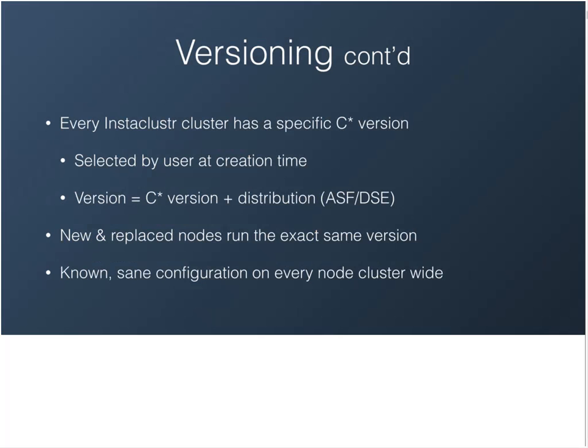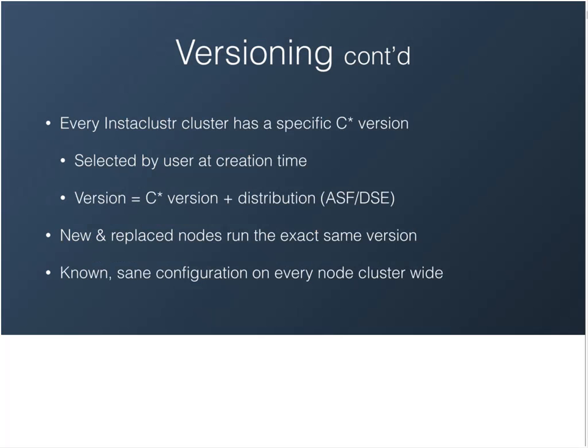The way we handle versioning at Instaclustr is every cluster that we launch has a specific Cassandra version associated with it. This version is selected by the users at creation time. We have a curated list, so it's typically the current and current -1 for each distribution. And we sometimes will also give customers access to beta versions if they've asked for it.